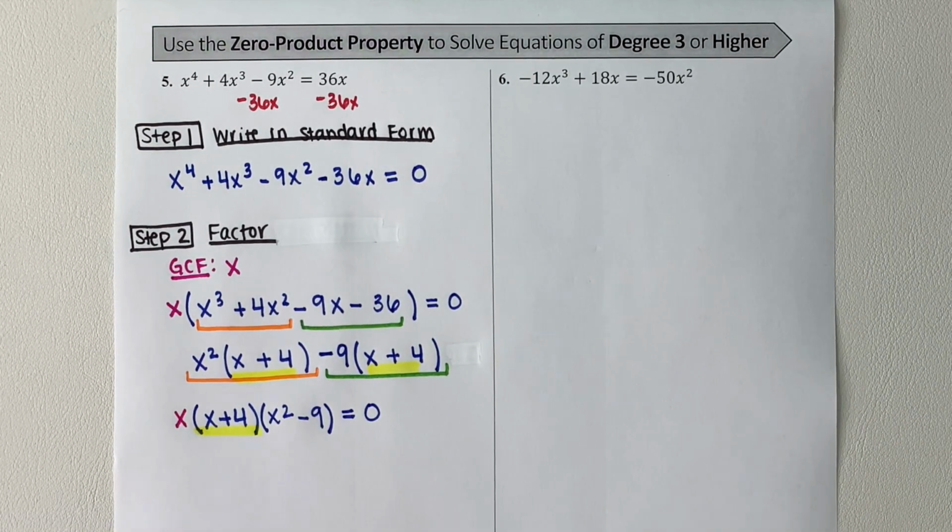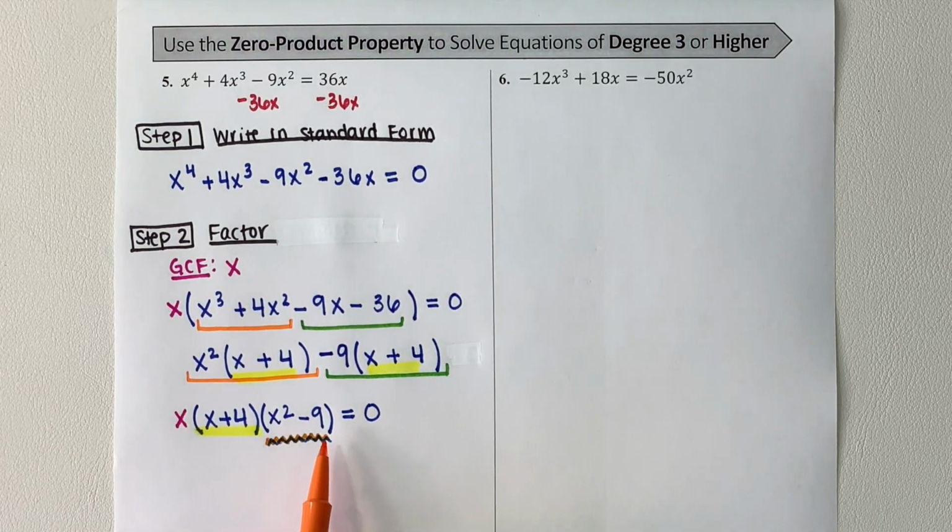Now in step 2, we want to factor completely. Have we factored this as much as we possibly can? Remember, there's one thing that often sneaks up in your answers when you're factoring. That is the difference of 2 squares. Whenever you're factoring, you want to double check all of your answers to see if you see the difference of two squares anywhere. This right here is the difference of two squares.